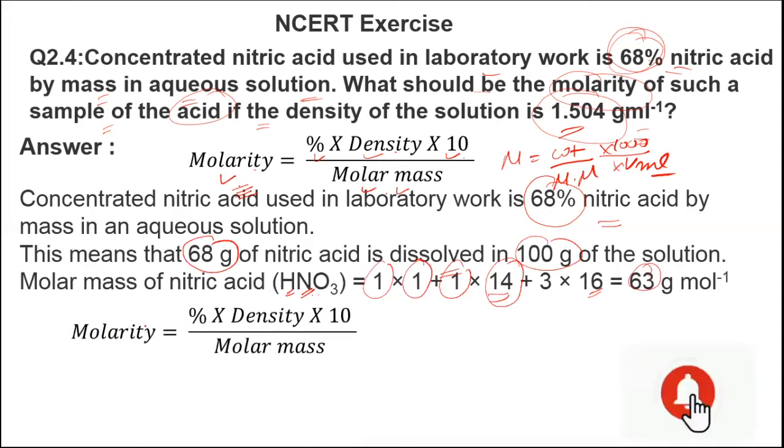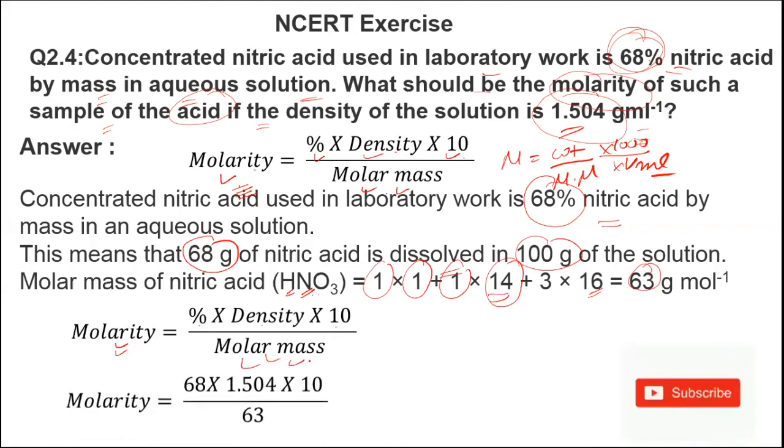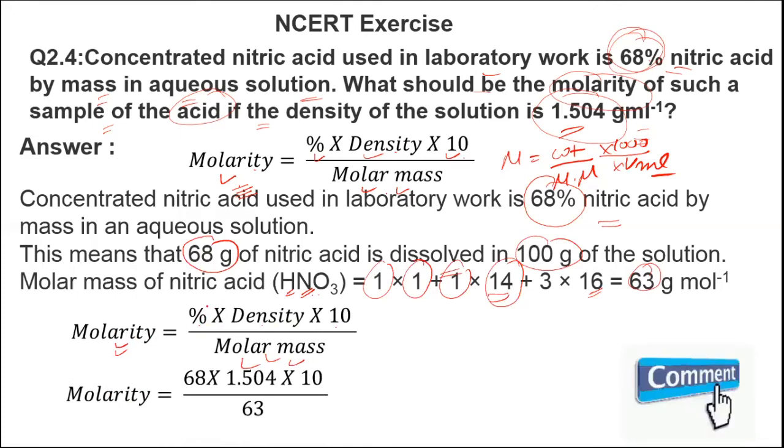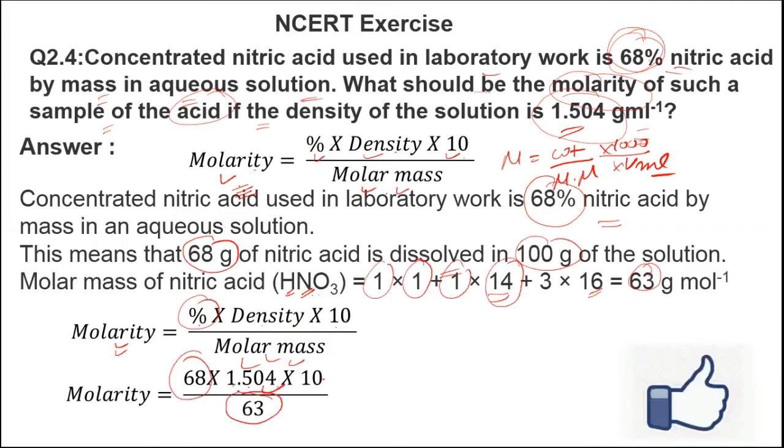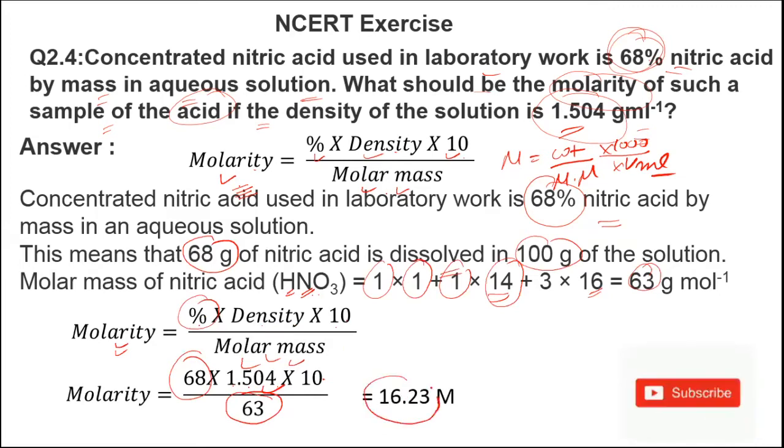So there is a formula of molarity. Molarity is equal to percentage into density into 10 upon molar mass. So now we will substitute the values. We observe that the percentage is 68, density is 1.504 into 10, molar mass is 63. When we solve this, the value comes to be 16.23 molar. So this is our answer.